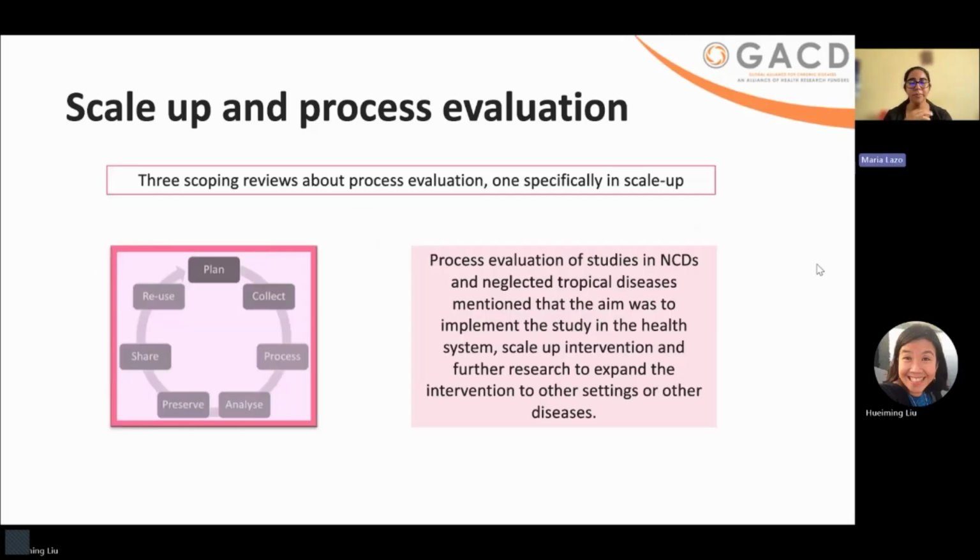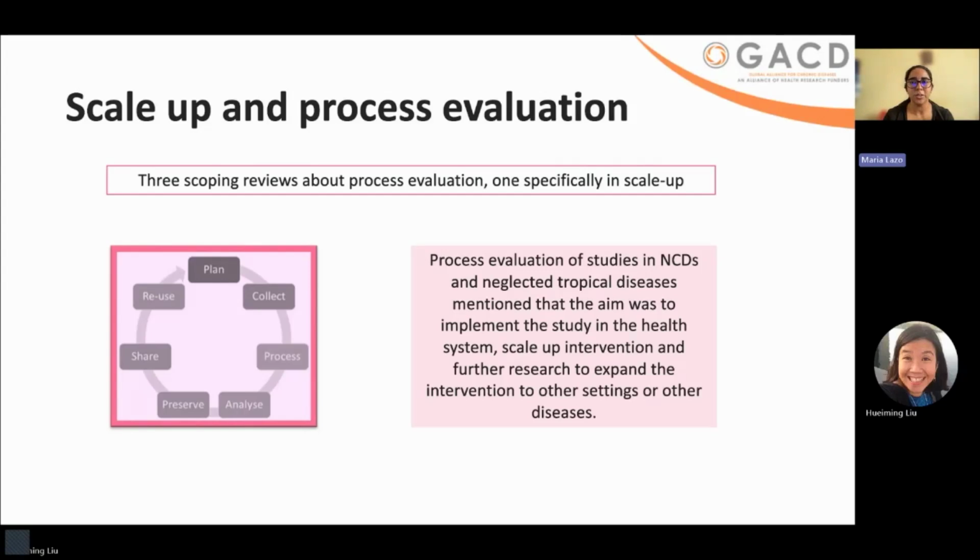So I will present some findings and key aspects identified in three scoping reviews. Two of them were led by myself and Min, and one specifically about process evaluation in scale-up studies was led by Ratot.